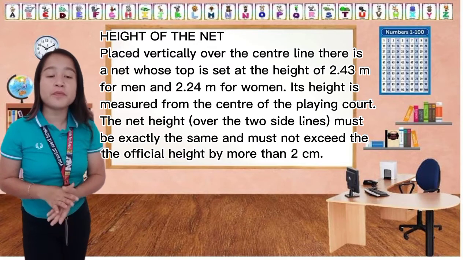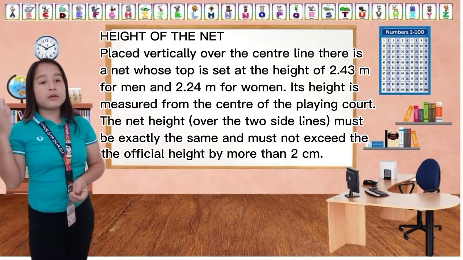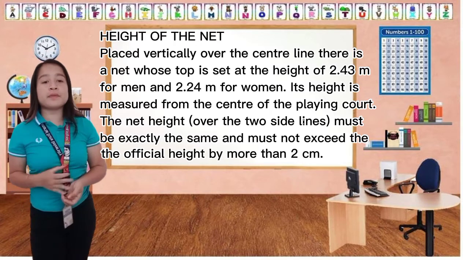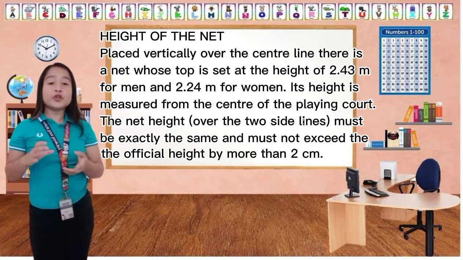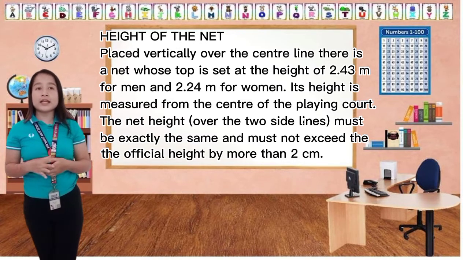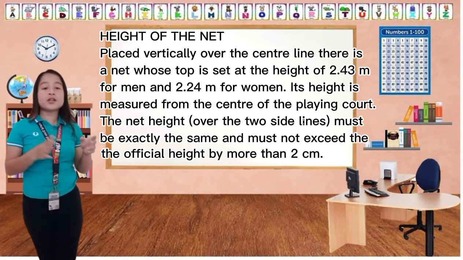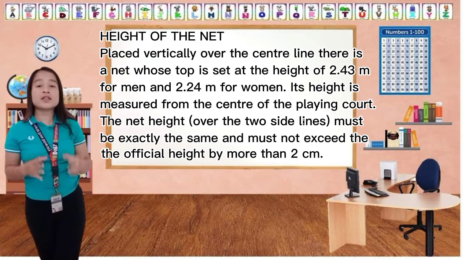Okay, it is understood that the net would be 2.43 meter high for men and 2.24 meter high for women. It is placed vertically over the center line, and the height of the net is measured from the center of the playing court. Then let's proceed to the structure.